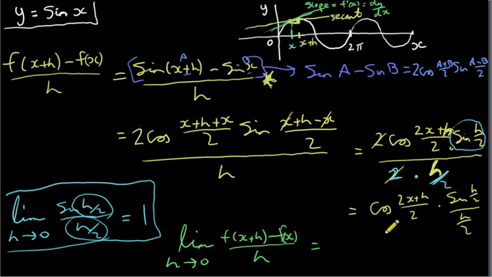Well, as h goes to 0, we're going to get cos 2x plus 0 over 2, or just cos 2x over 2. But the cos of 2x over 2 is just the same thing as the cos of x. The 2's cancel. Times the limit as h tends to 0 of this thing, as I've already explained, is 1. So cos of x times 1 is cos of x. So that's the derivative. That's dy dx, or f prime of x.